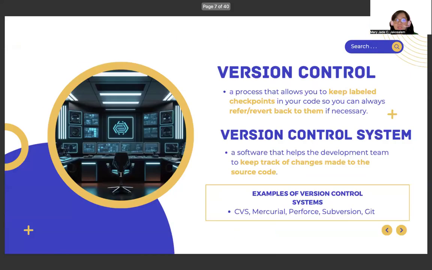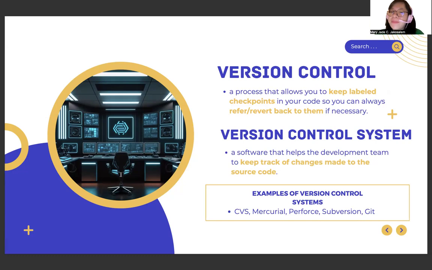Okay, so going back to our discussion, I hope you are still catching up. The second tool that we are going to discuss is again the version control system. So first, what is version control? It's actually a process that allows us to keep labeled checkpoints in our code so we can always refer or revert back to them if necessary. So it's somehow a tool to help us keep track of changes, where we can go back to a previous state of a document.